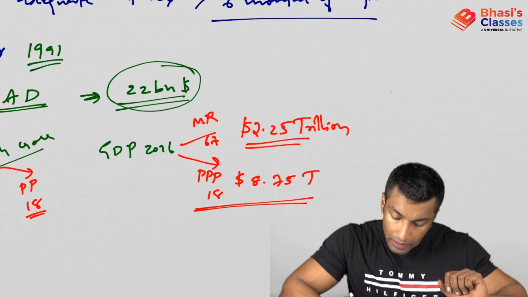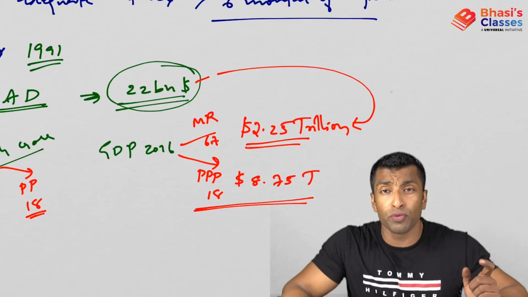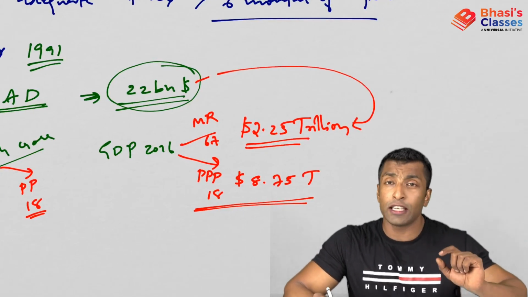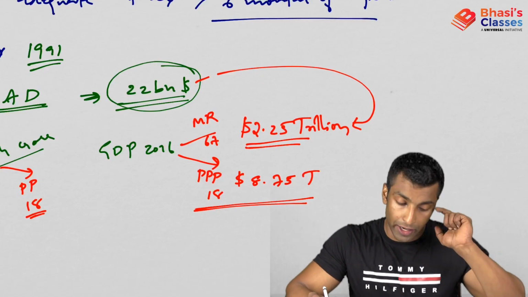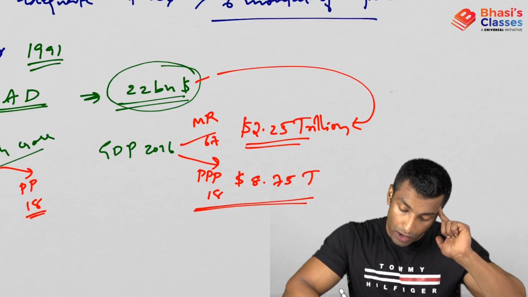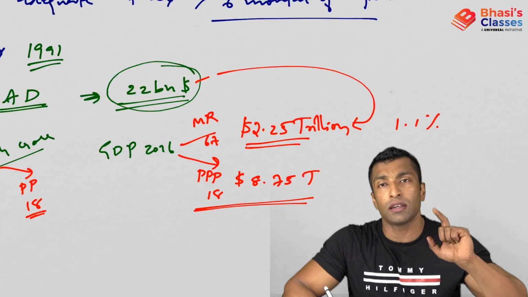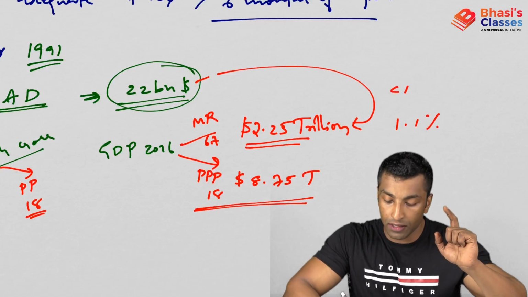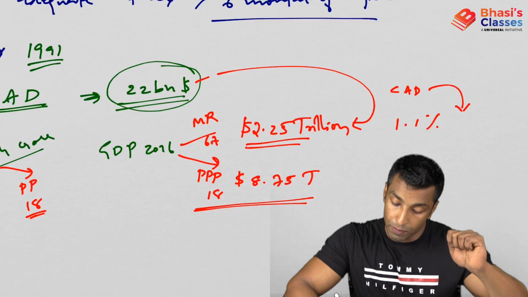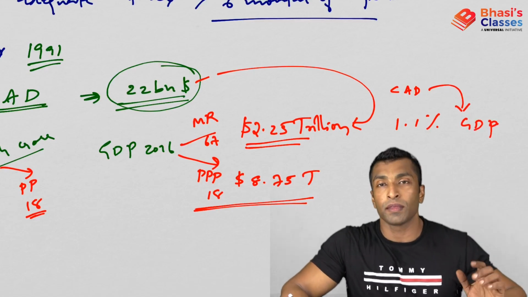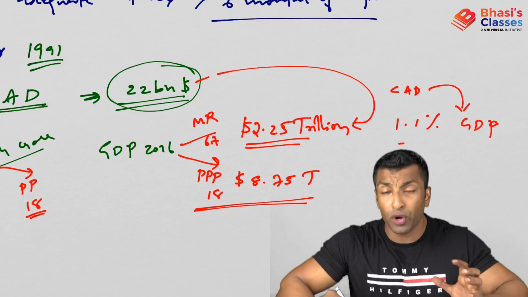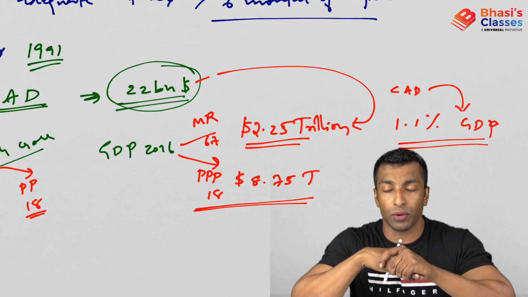So here we have seen 22 billion and 2.25 trillion. So what percentage of 2.25 trillion is 22 billion? That comes around 1.1 percentage. So what is our current account deficit if you express that in terms of GDP? 1.1 percentage of GDP. Okay, so I just want to tell you how it is actually calculated.